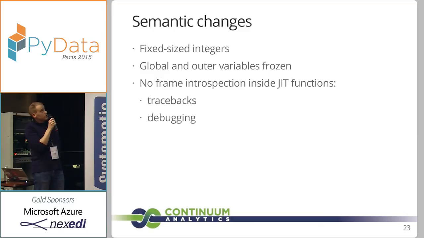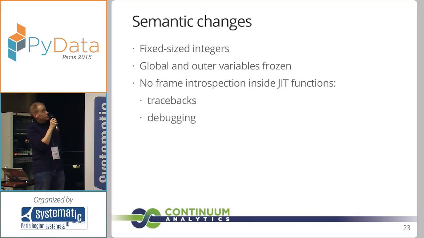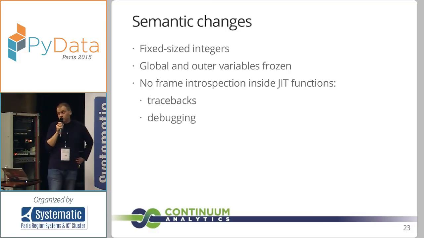We don't allow frame introspection inside the JIT compiled functions. This is because we don't have execution frames at all. So if you have a traceback, an exception raised inside a Numba function, the Numba function won't appear on the traceback. The traceback part is probably something we're going to improve at some point. And the other consequence of that limitation is that we don't support debugging inside the Numba compiled functions. As with Python, you can import pdb and call set_trace.